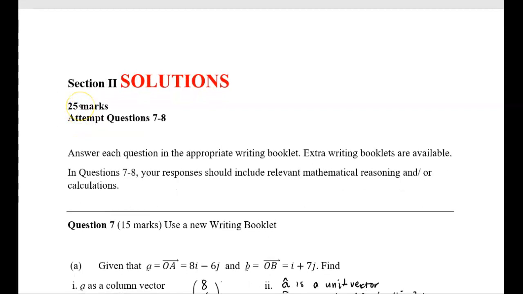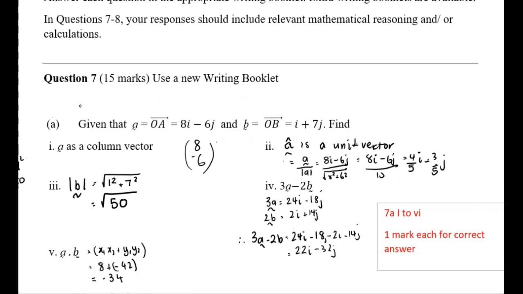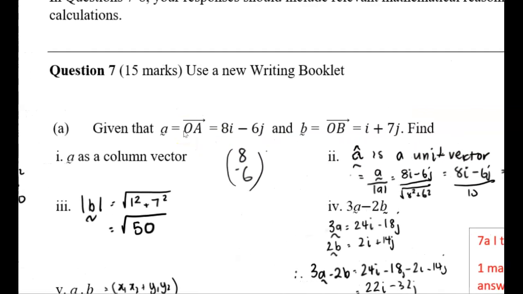Okay, that's out of 24, because the first was out of 6. Okay, so the first section is out of 15. So we've been given two vectors, a and b. We're calling them OA and OB, 8i minus 6j, 1 plus 7i. And basically all you're doing is finding a whole heap of information about that.